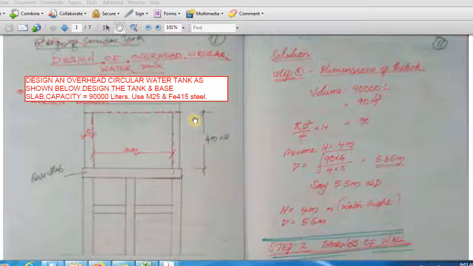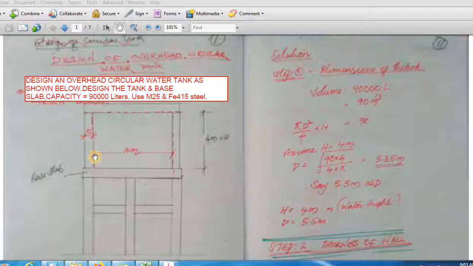So let us try to do one problem. The design is almost the same, except the base slab design will be different. Other than that, the wall, the hoop tension and the bending moment and everything will be the same. Since the water tank is an elevated one, the base slab will have an additional bending moment, both in the tangential direction as well as the radial direction, so that we need to take care of. So let us try to understand the problem.